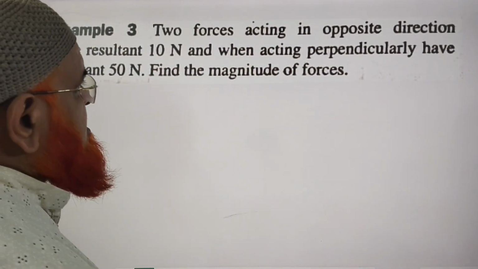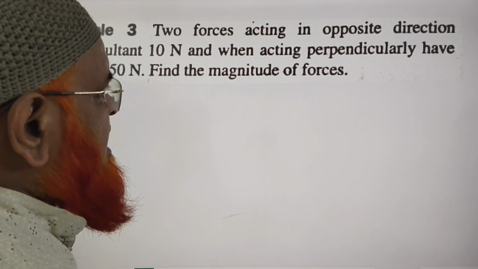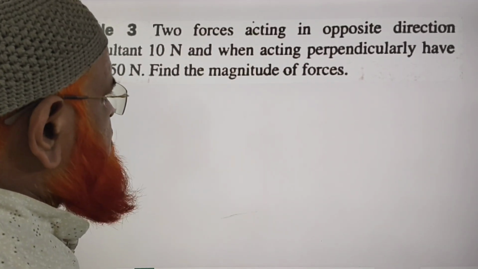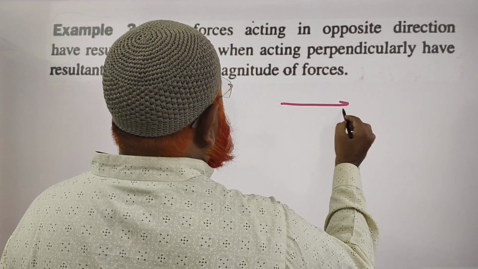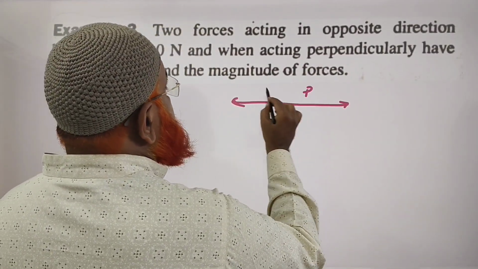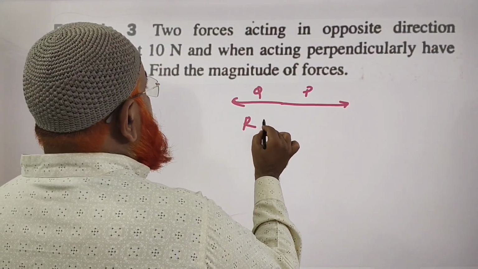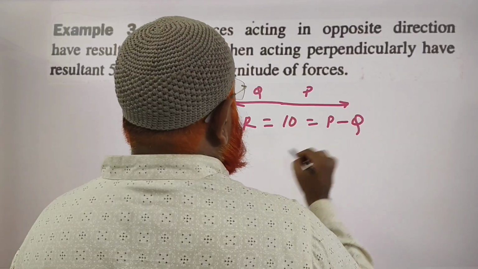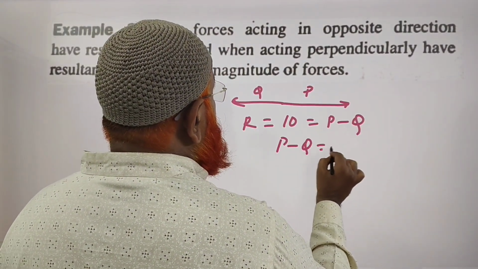Two forces are acting in the opposite direction and having a resultant of 10 newtons. When they are acting perpendicularly, the resultant is 50 newtons. Find the magnitude of the forces. When two are in the opposite direction, this is one way and this is another way. Let this be P and this be Q. When they are in opposite directions, the resultant is 10, which is nothing but P minus Q. So P minus Q is equal to 10.